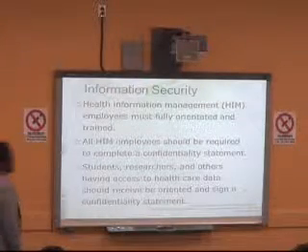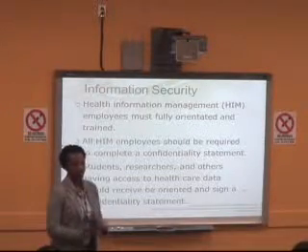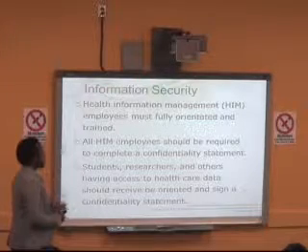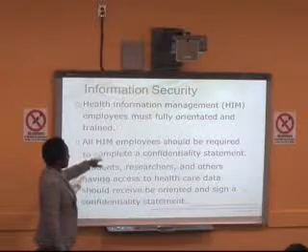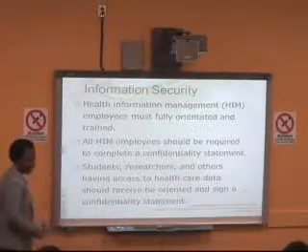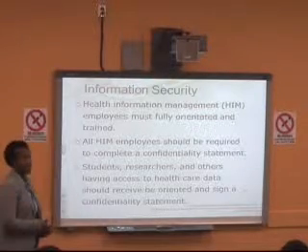So now we have information security. Obviously, we talked about how more organizations are moving to electronic health records, electronic medical records. The rules are pretty much the same. HIM, Health Information Management, employees have to complete certain confidentiality statements before they can even work in that department.